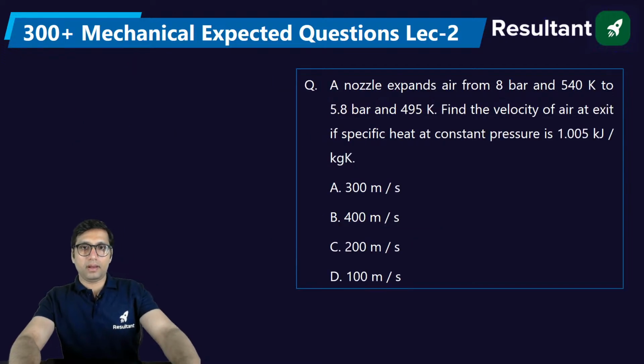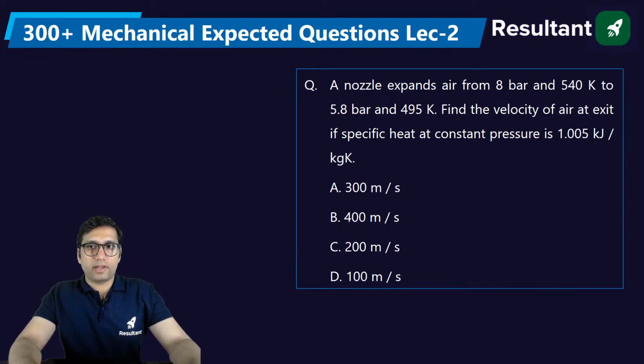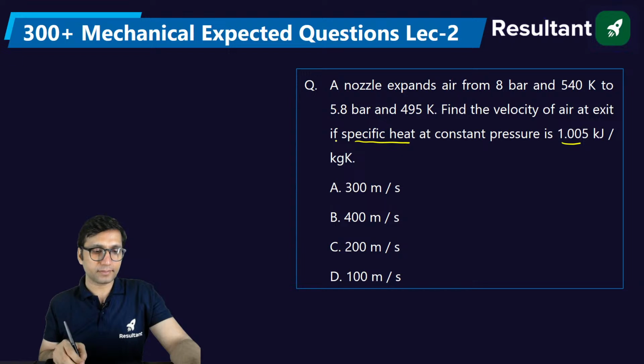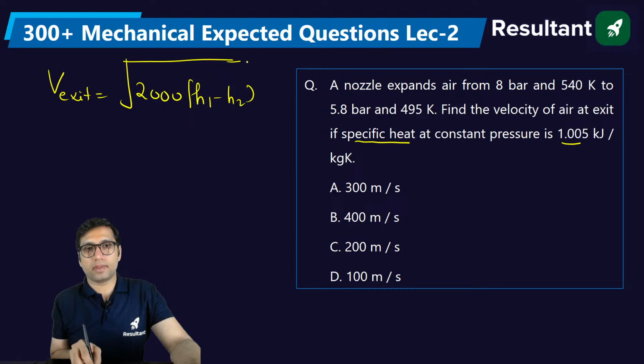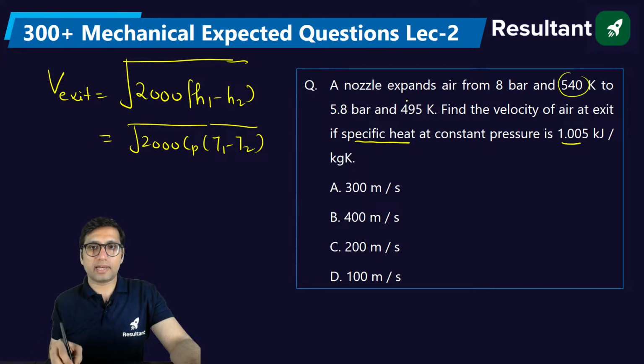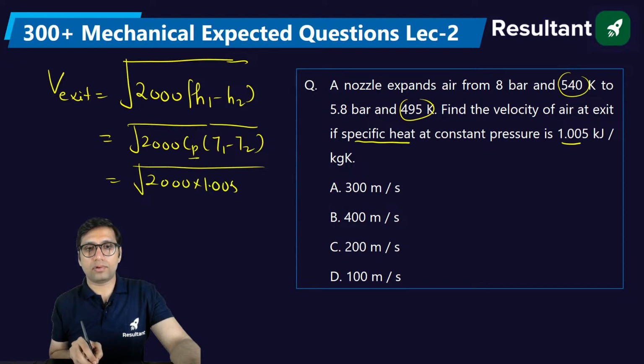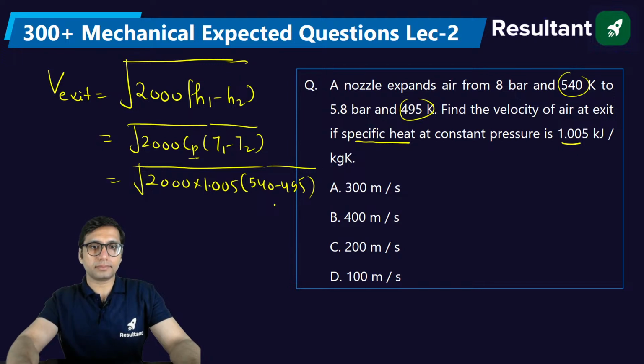A nozzle expands air from 8 bar and 540 Kelvin to 5.8 bar and 495 Kelvin. Find the velocity of the air at exit if specific heat at constant pressure is 1.005. Velocity at the exit of the nozzle, you know the formula, it is square root of 2000 into enthalpy at the inlet minus exit. Since enthalpy difference is Cp of T1 minus T2, you can use this relation. Here T1 and T2 both are given, Cp is also given, everything is given, just put the values, you will get square root of 2000 into 1.05 into 540 minus 495. Solve it and tell me the answer.